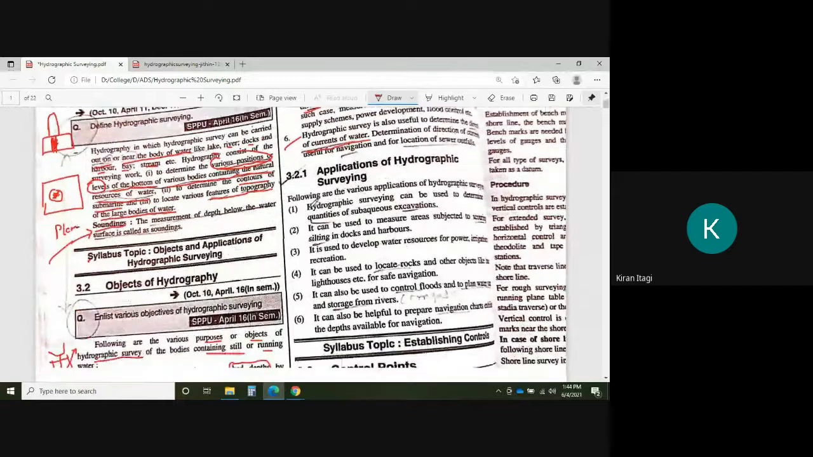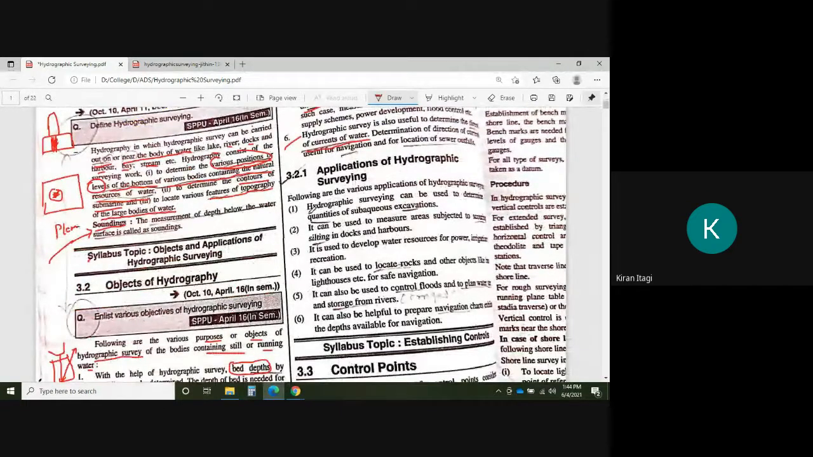Then we have applications. It is used to determine the quantities of subaqueous excavation. The amount to be excavated under the water is called subaqueous. It can be used to determine the area subjected to scouring and silting. If you construct any channels or irrigation system, scouring and silting will be the most important problem, so it will be helpful there. It is used for water resource power and irrigation works. Again, same rocks, current, floods, and navigation purposes.